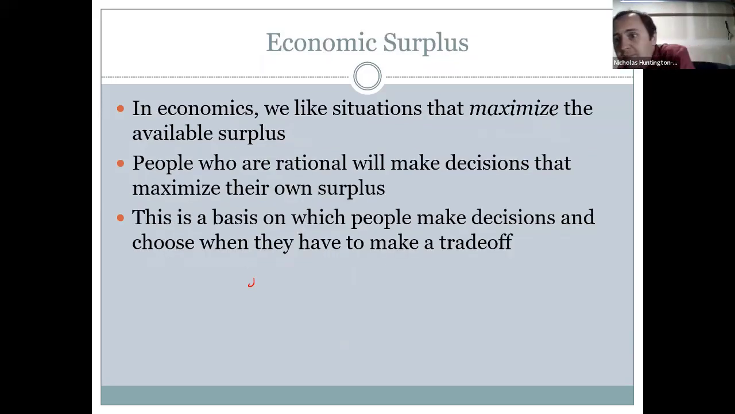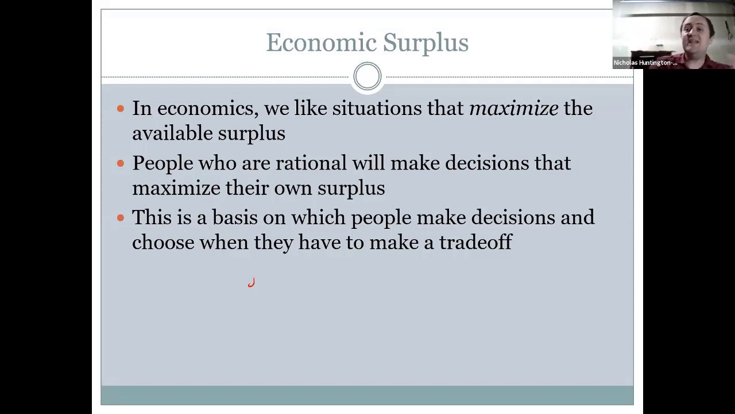So what we're looking for is situations that maximize the economic surplus. We don't just want to calculate the economic surplus of one option. We want to compare it to every other alternative that we possibly have. And once we figure out which of our options gives us not just benefits exceeding costs, but the benefits most exceeding the costs, the biggest economic surplus of all of our options, that is the thing that we should choose, right? And this is the basis on which people make decisions and how they choose between trade-offs.